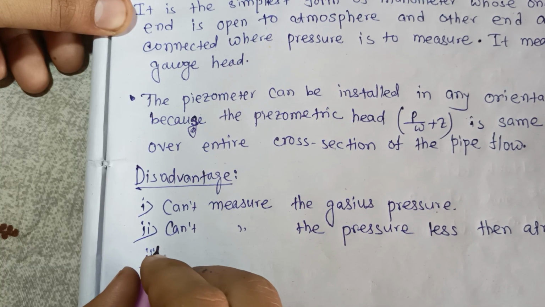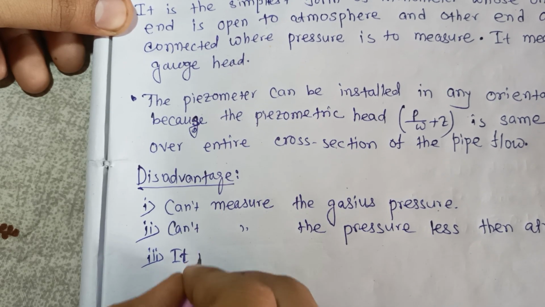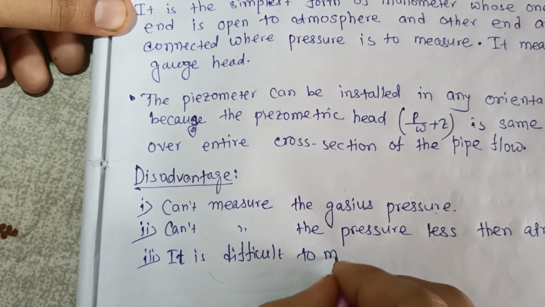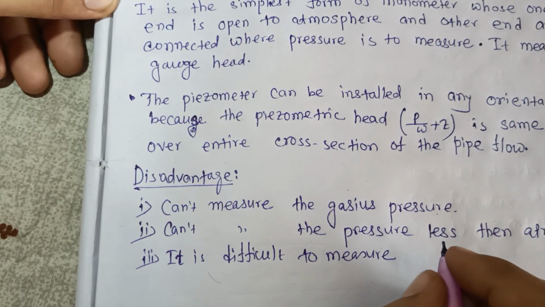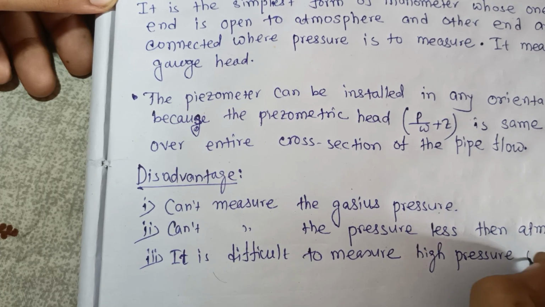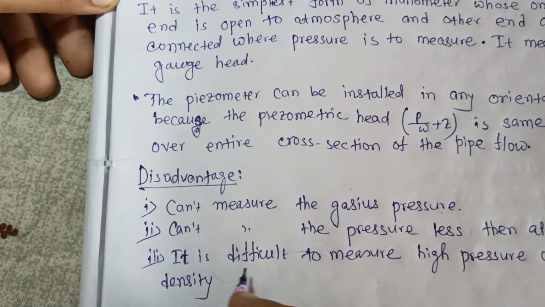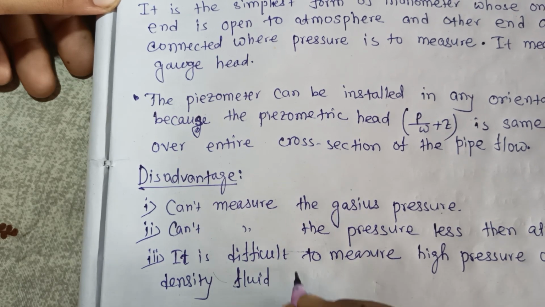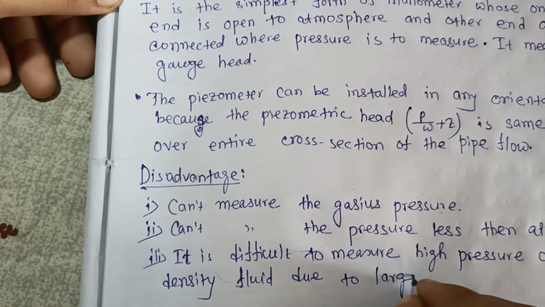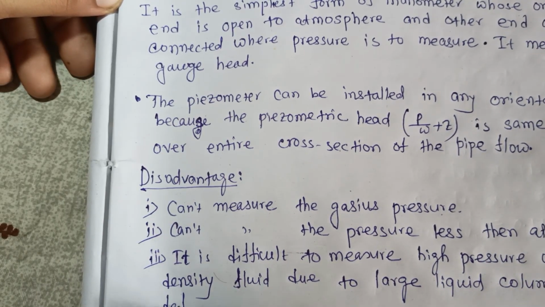And third, it is difficult to measure high pressure of low density fluid, due to large liquid column deflection.